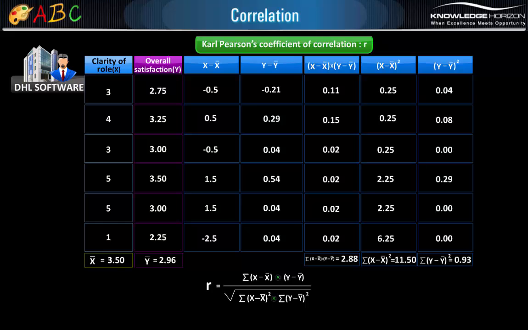Karl Pearson's coefficient of correlation, R, is obtained by dividing the sum of the X minus X bar multiplied by Y minus Y bar by the square root of the sum of X minus X bar squared multiplied by the sum of Y minus Y bar squared. The correlation coefficient, R, is obtained as 0.88.